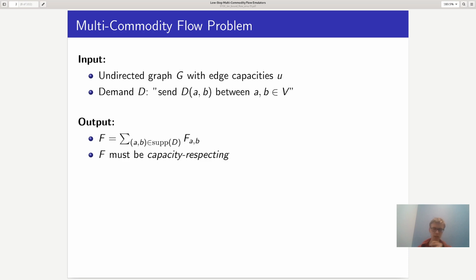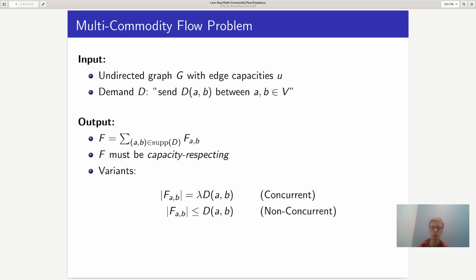What this means is that the amount of flow in total you send over any edge should be at most the capacity U of the edge. Then, depending on the variant, in the concurrent variant, you have to send a multiple of the demand. That is, the flow between A and B has to be lambda times the demand of A and B for the same lambda for all A and B.